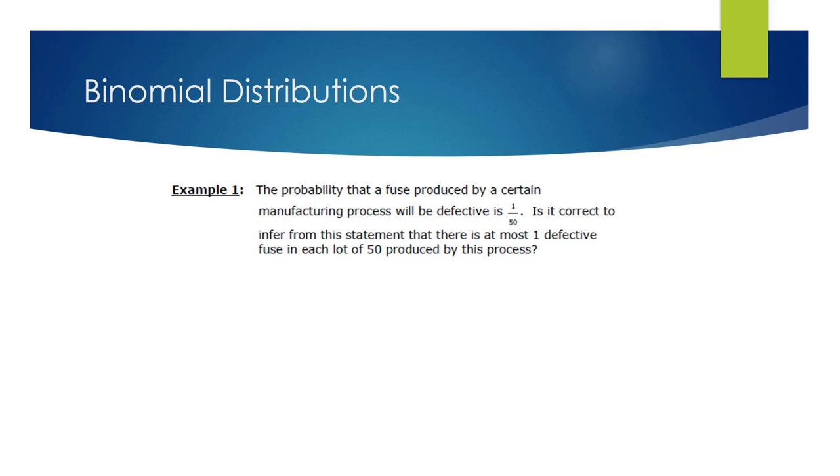The probability that a fuse produced by a certain manufacturing process will be defective is 1/50th. Is it correct to infer from this statement that there is at most one defective fuse in each lot of 50 produced by this process?